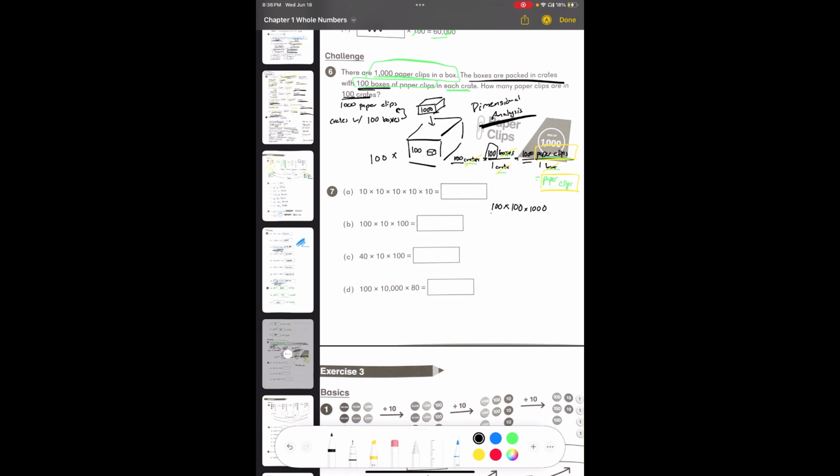And since each of these say 1, we're just going to put a 1 here. With 2 zeros, 2 zeros, and 3 zeros. So 2 plus 2 plus 3 is 7. So we have 7 zeros. That's our answer, 10 million.